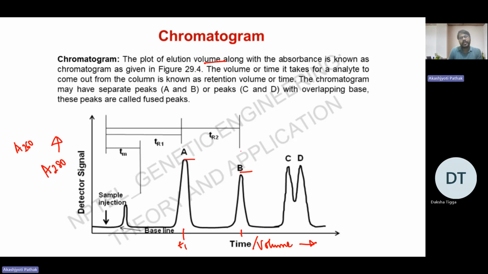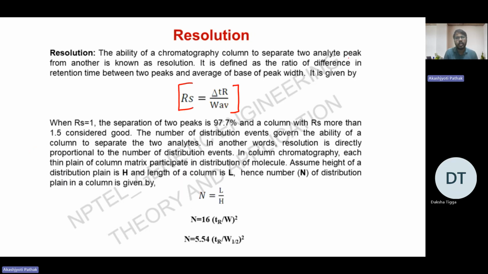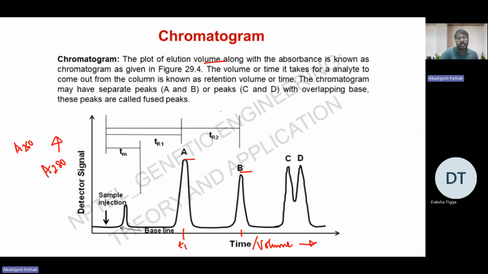So you are seeing these different peaks. How well you have been able to separate one peak from the other is called your resolution. To separate two analyte peaks from one another is known as resolution, and it is defined as the ratio of the difference in retention time between the two peaks and the average of base of peak width. Okay, so see this figure.